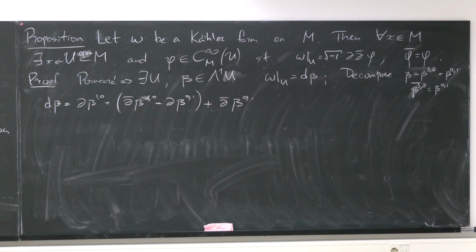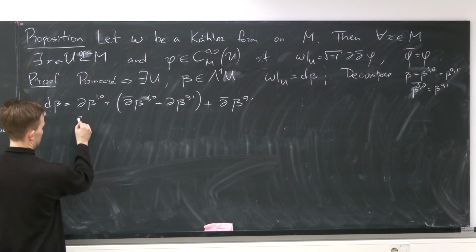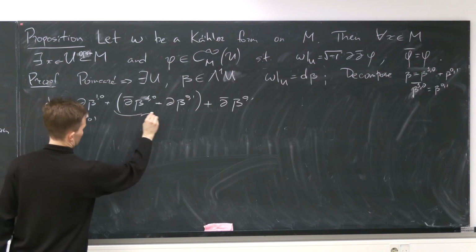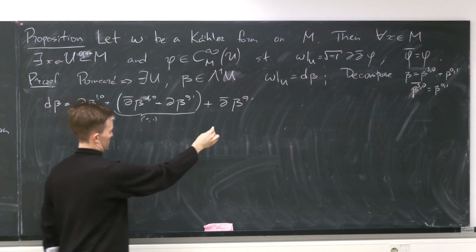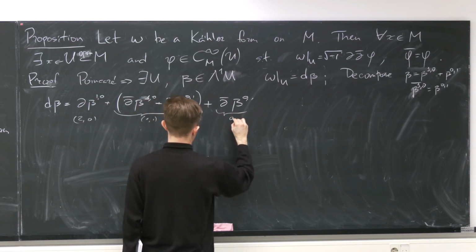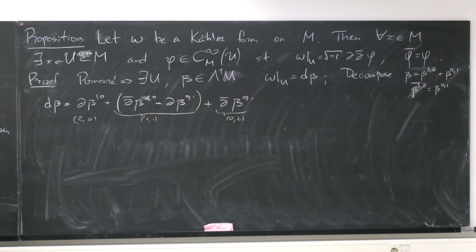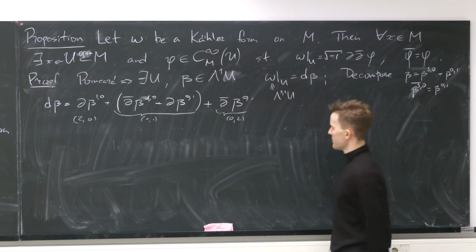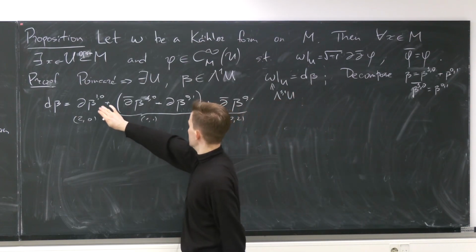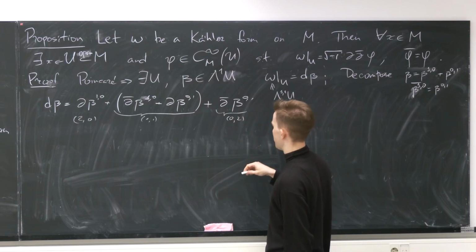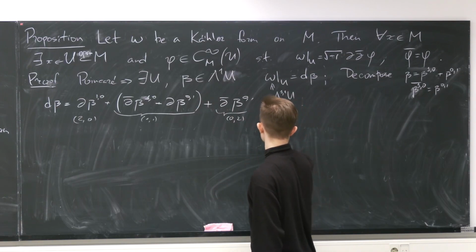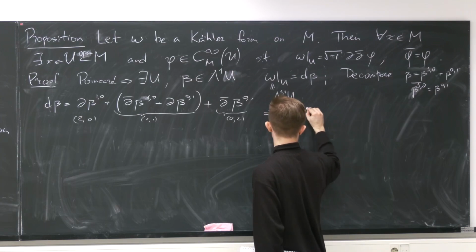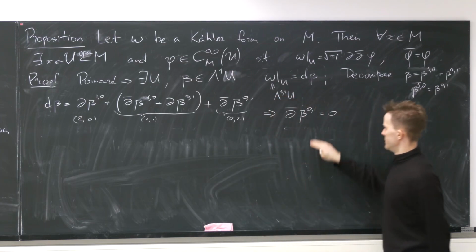I just decomposed both beta and the de Rham differential into components. So this is of type 2,0. So this part is of type 1,1, and this part is of type 0,2. On the other hand, omega is, of course, of type 1,1, right? So these two pieces have to vanish. All right, so that's 0.